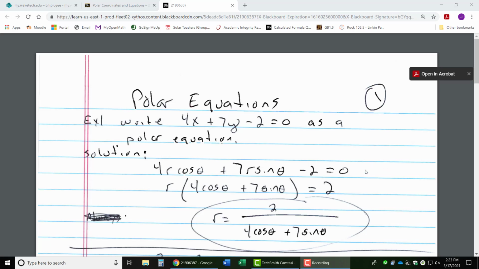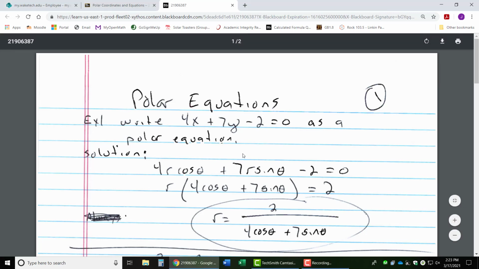Okay, let's look at some polar equations. What is that now? So we've got a rectangular equation, 4x plus 7y minus 2 equals 0. We want to write it as a polar equation. So for all of these, we're going to be using the SOHCAHTOA definitions, the Pythagorean theorem, and possibly some of the identities along with the basic algebra.